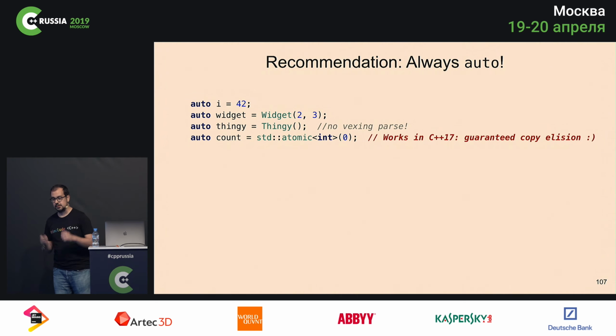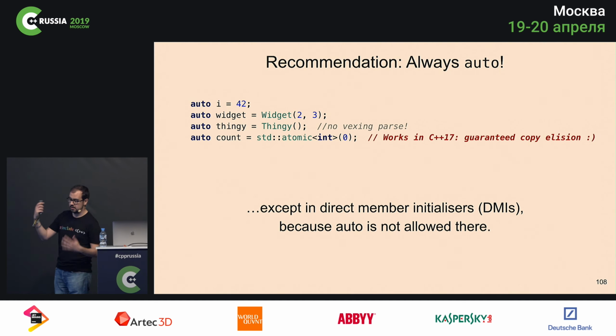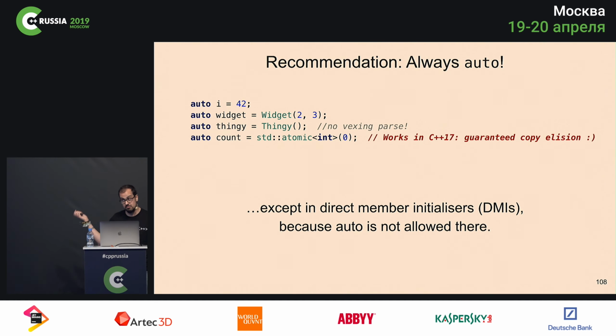So that's great. So my recommendation is always use auto. The only case where you cannot use it is, again, in direct member initializers. So you cannot declare members of a class with auto. So there, you cannot use it. It's not allowed there. But OK.